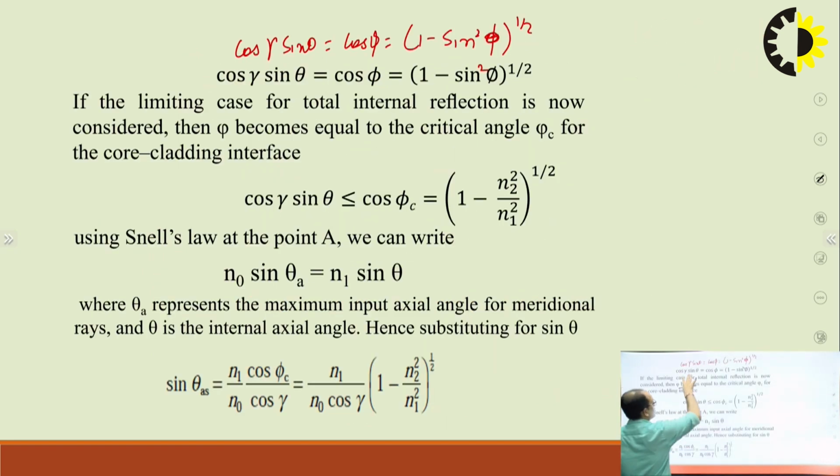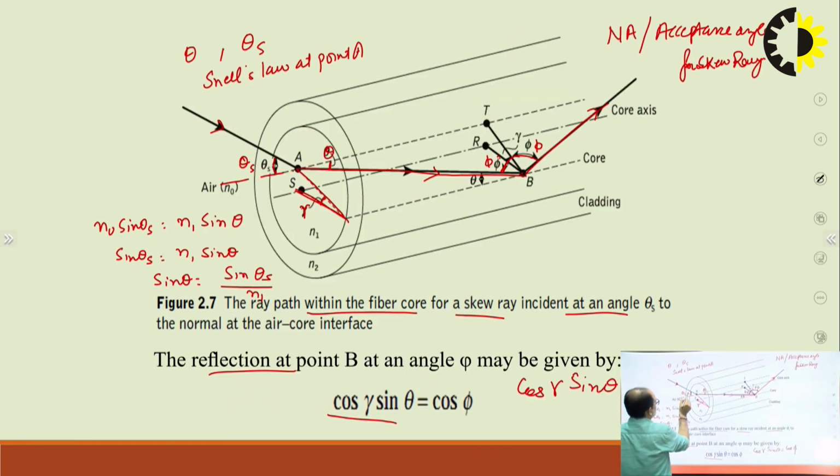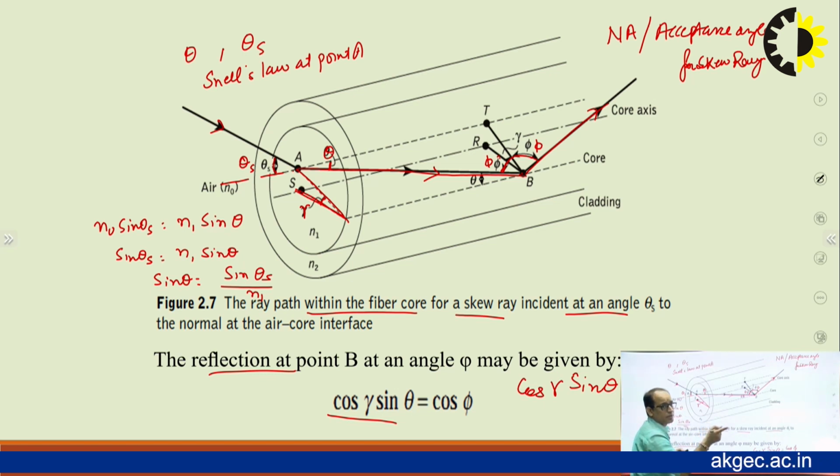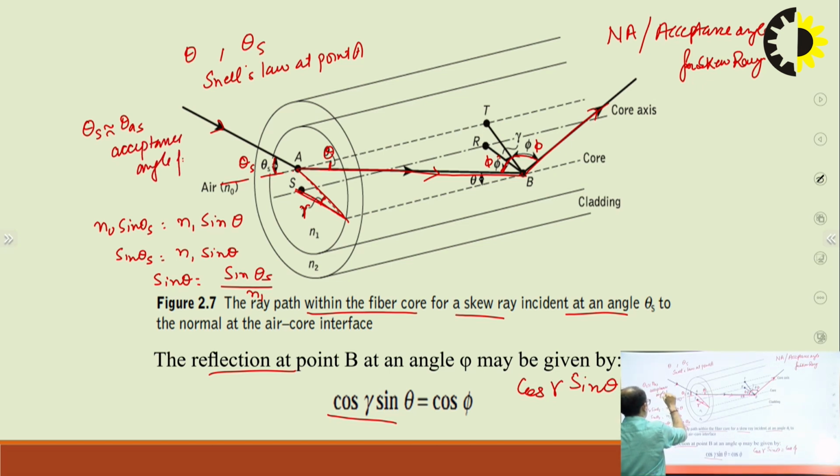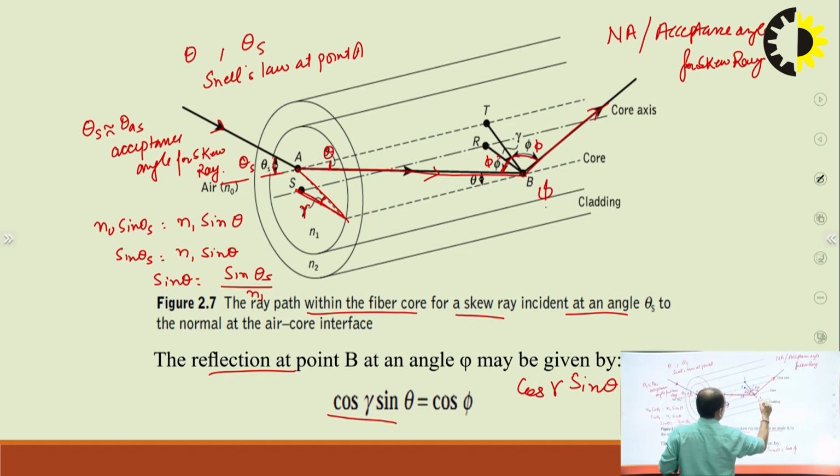Now see, if I say this is phi, and this theta s is the limiting case for the acceptance angle of the skew ray, then this theta s will become equal to the acceptance angle for the skew ray. Clear? And this phi will become the critical angle.